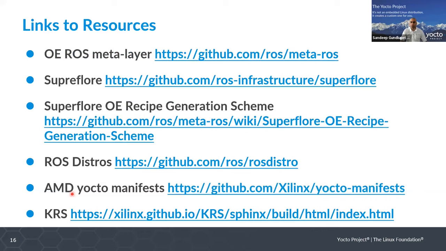Here are the useful links to the ROS example, like the meta ROS layer, superflow scripts, how to generate meta ROS recipes using superflow scripts, and the ROS distro tool, which is the ROS dev tool, which is part of the ROS distro repo. And we do have the AMD Yocto manifest, which is used for building all the Kriya images. And there is nice documentation that a KRS user can go through.